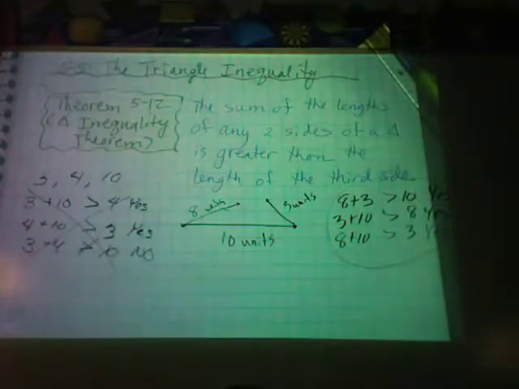So typically, in order to prove if you're given 3 lengths of a triangle, I will always look at the 2 smaller and compare them to the bigger, because those are the ones that are going to tell you whether or not it'll make a triangle.